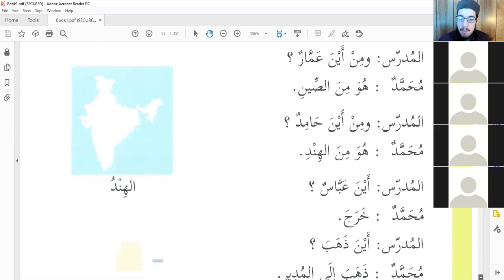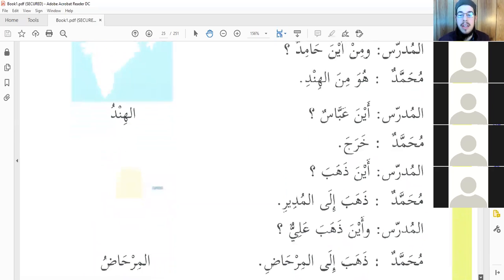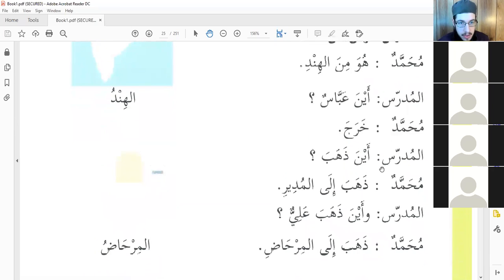The last thing, and probably the most important thing in this lesson, is that we are now introduced to verbs. The response to that question is kharaja. Kharaja means he left, he exited. Aina dhahaba. Dhahaba means he went. So the question we would translate in English, Aina dhahaba, where did he go?